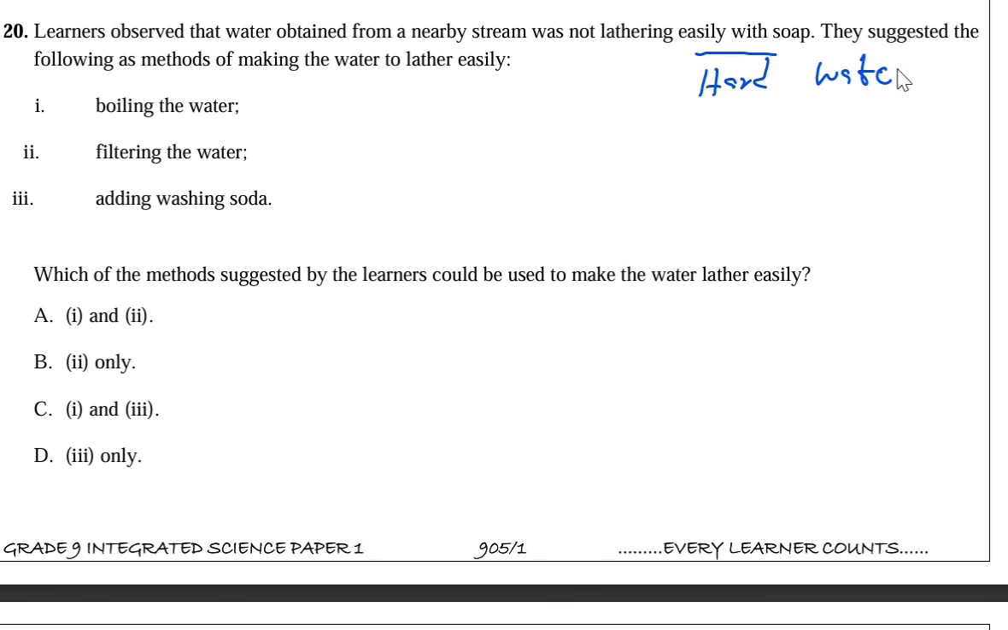Know that hard water contains dissolved magnesium and calcium salts, that is magnesium and calcium ions. So you can boil to remove temporary water hardness. Also, we can add washing soda, also known as sodium carbonate. But filtering will not remove the dissolved ions. It only removes particles such as sand, but not the ions. Therefore, the correct methods are boiling the water and adding washing soda. And therefore, Roman 1 and Roman 3 are the correct choices, so it is C, 1 and 3.